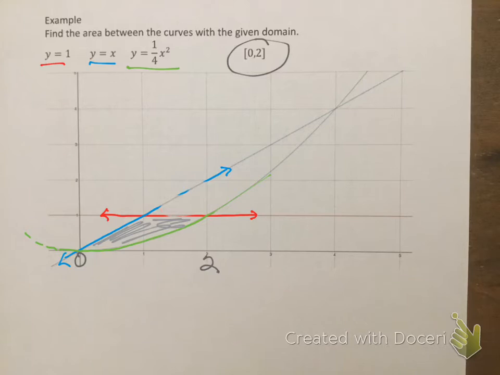So let's label my curves. I have y is equal to 1. I have y is equal to x. And I have y is equal to 1/4 x squared. Now let's draw in a representative rectangle that's vertical.